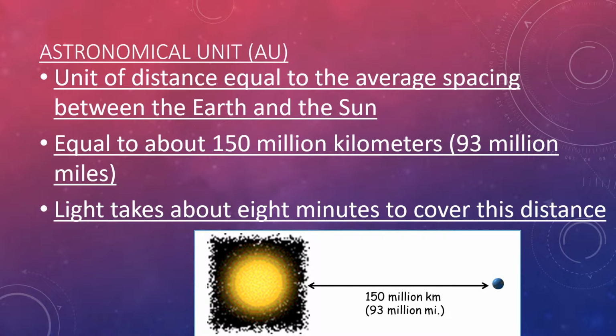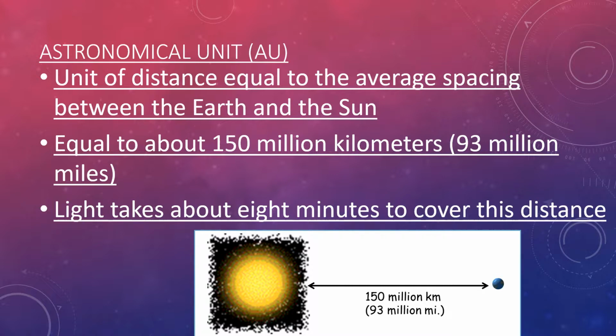This is a unit of distance equal to the average spacing between the Earth and the Sun, about 150 million kilometers or 93 million miles. This is the unit that we use here in the solar system, the AU or astronomical unit. Now it takes light about 8 minutes to cover this distance, so 1 AU is 8 light minutes. It takes 8 minutes for light to travel from the Sun to the Earth.